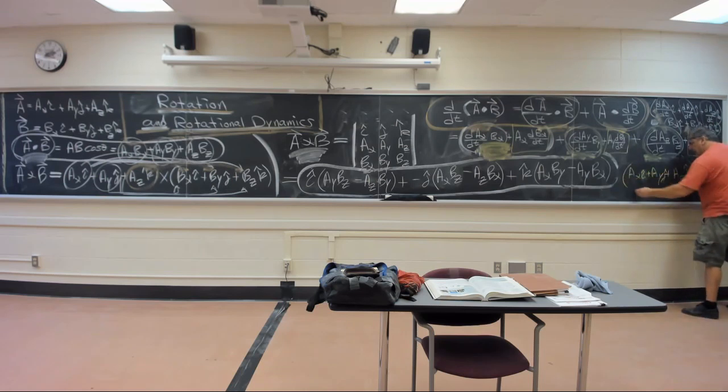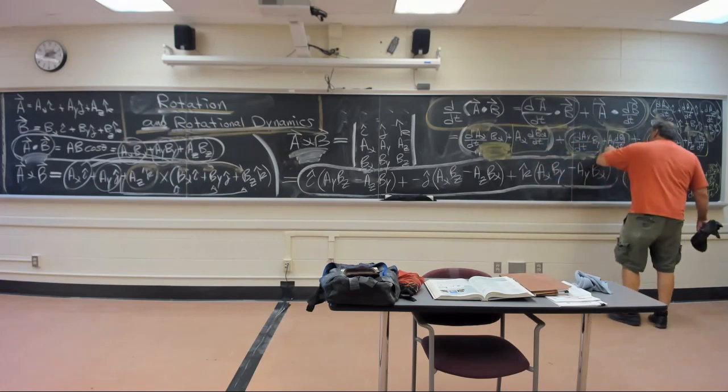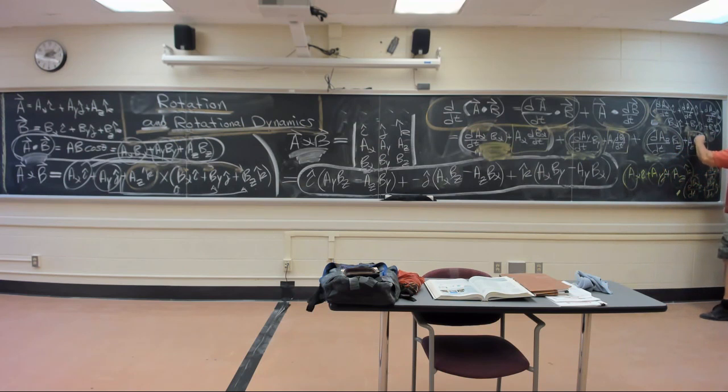And then you're going to say, okay, let me dot that with dbx dt i hat, dby dt j hat, plus dbz dt k hat. If I'm dotting it, the ax is going to hit dbx dt. The ay is going to hit dby dt. The az is going to hit dbz dt. We just found the other three, so it works.